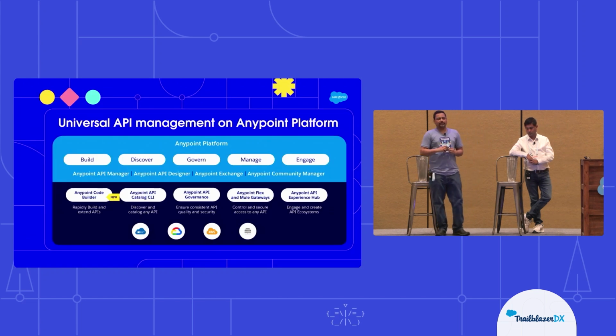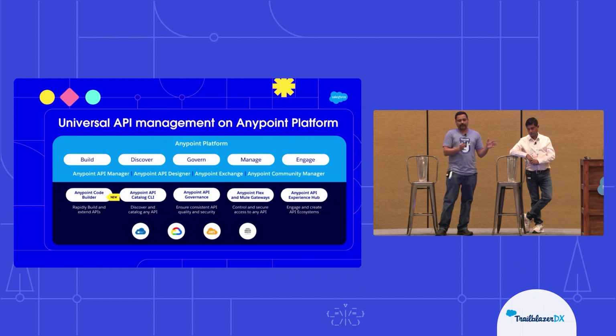So I'm coming almost to the end of my presentation. We'll have a Q&A session after. But basically, I'm trying to showcase all these products that we have talked about in the short few minutes. From the build experience, we have the Anypoint Code Builder. For discovery of APIs, we have the Anypoint CLI. For the governance aspect, we have the Anypoint Governance product. And for manage, we have the Flex Gateway as well as the Mule Gateways. The last aspect is engagement, and we have the Anypoint Experience Hub.